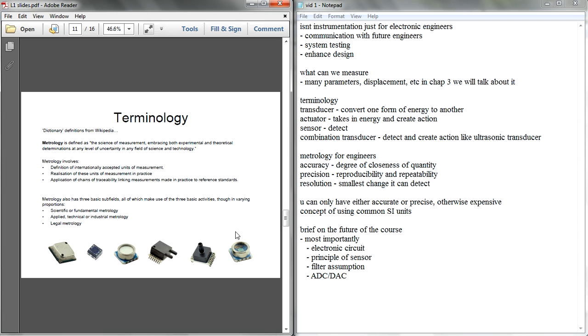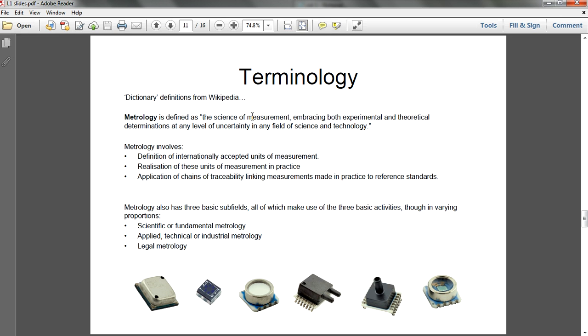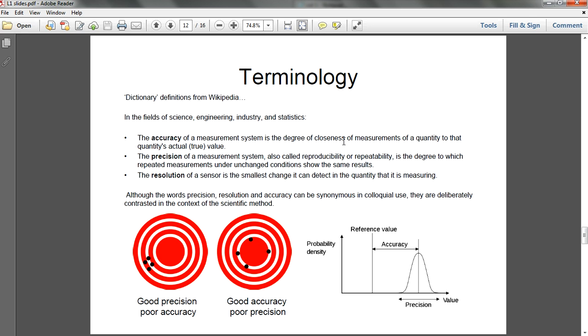And then, what is metrology? I think you just need to briefly know. It's the science of measurement, embracing both experiment and theory. You just remember it's the science of measurement, the art of measuring. Never mind the purpose. Their job is to ensure SI units are all standardized.